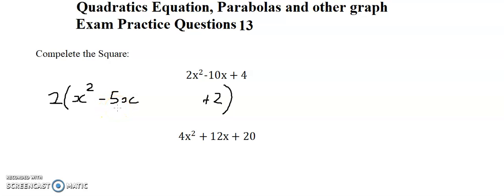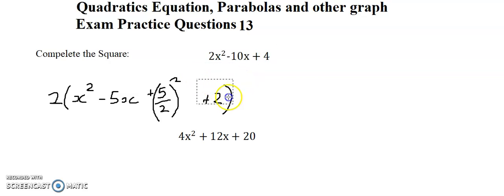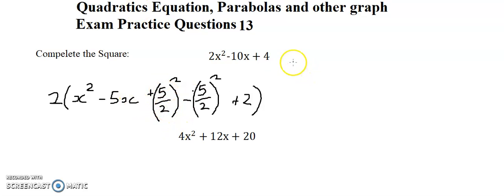So we need to look at what is half of b, and I am adding half of b squared, because c needs to be the square of half of b. And I'm also doing the same, but because I've changed my equation, I don't want to change it, so I'm also going to take that away as well. The next thing we need to do is put this into our new form. So we've got 2 in brackets. We're doing big brackets first, then small brackets.